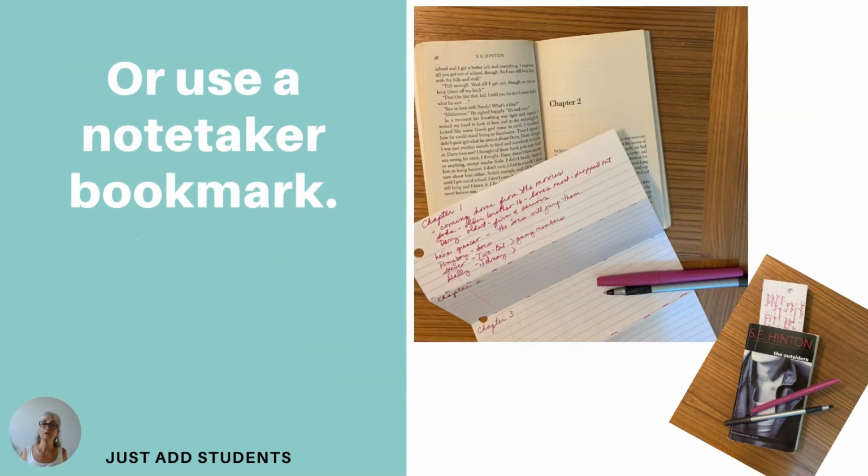You can also use a note taker, and these are super easy and simple to use, and they don't require any sticky. Just take a piece of loose leaf paper and fold it into quarters long ways, and you can get 8 chapters out of a single piece of paper, front and back, and students can write notes on it, and then they can use it as a bookmark.